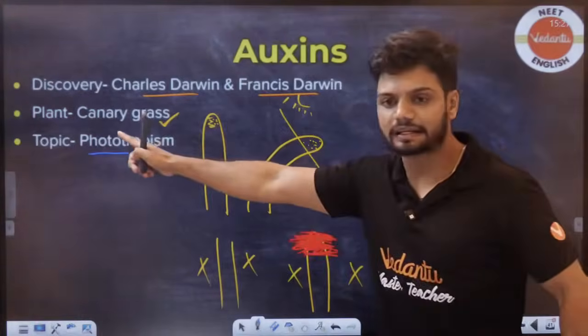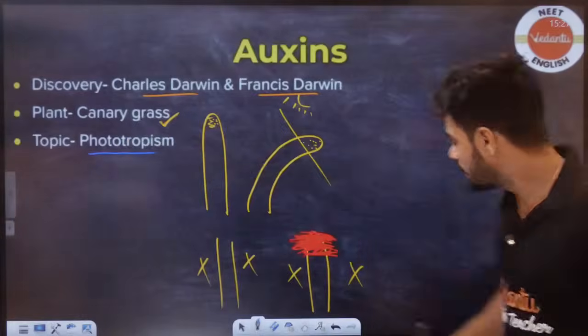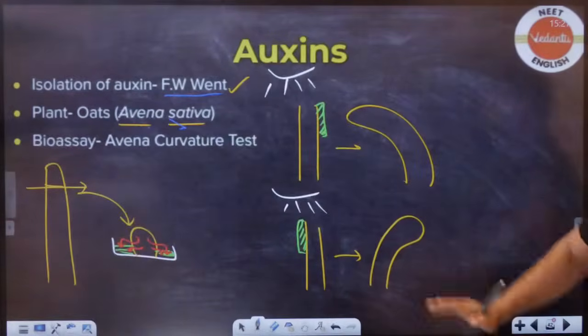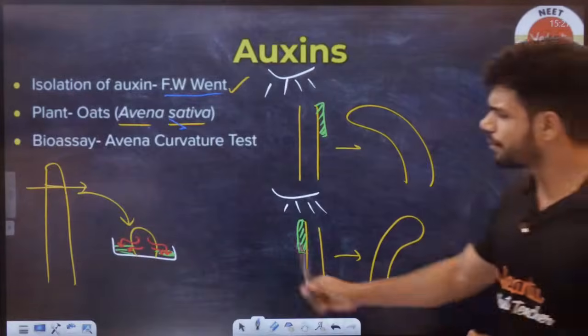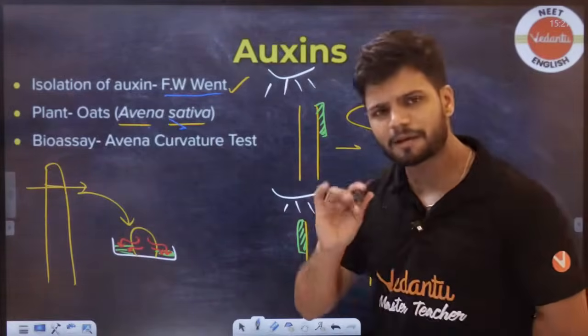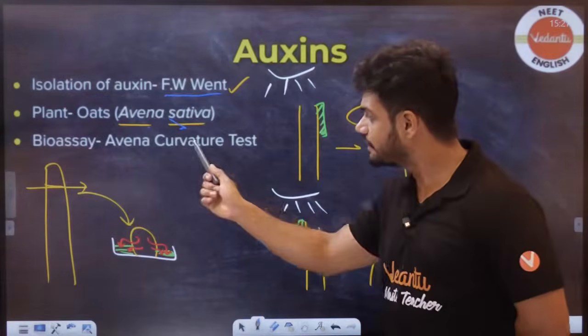Discovery was in canary grass. Canary grass discovery, isolation by F.W. Went in Avena sativa. Now, what is the experiment called? The experiment is called the Avena curvature test.